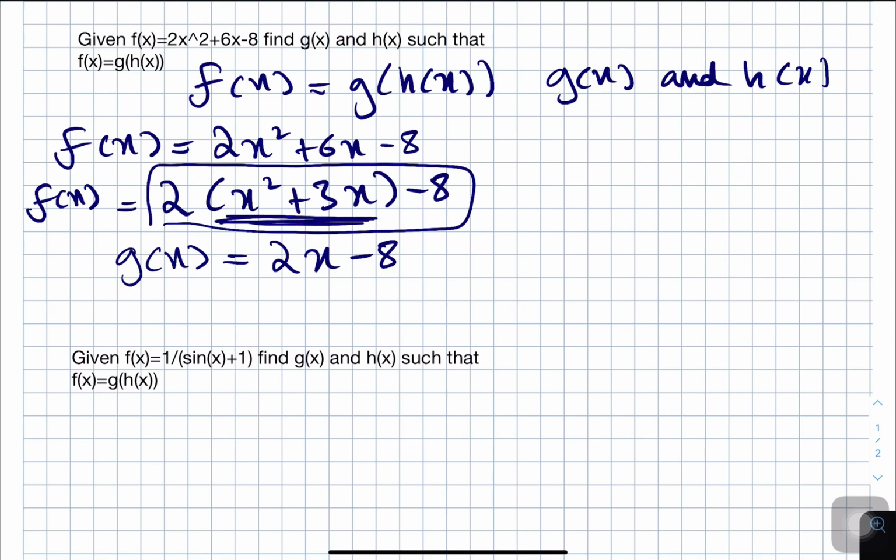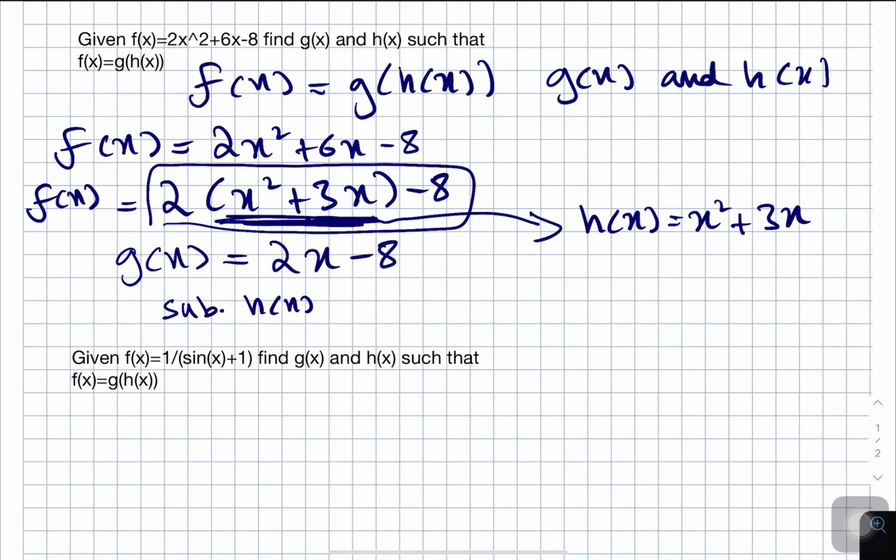So 2x minus 8 would be g of x, and then this part can be written as h of x, which is equal to x squared plus 3x. So now we have g of x as 2x minus 8 and h of x as x squared plus 3x, which is our answer, and we can prove that by substituting h of x into g of x.